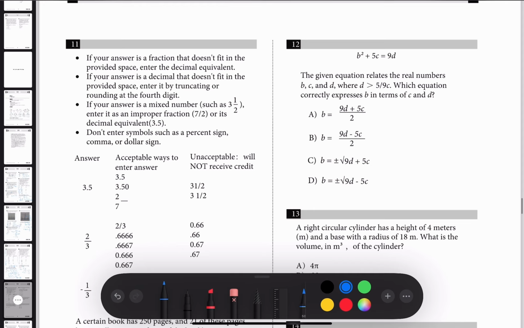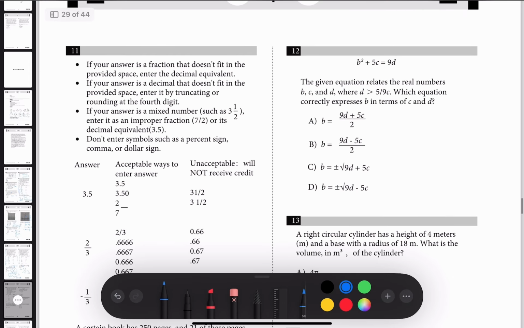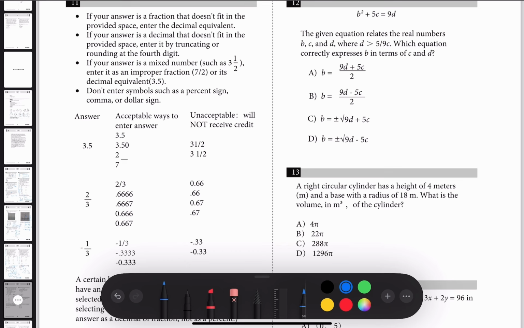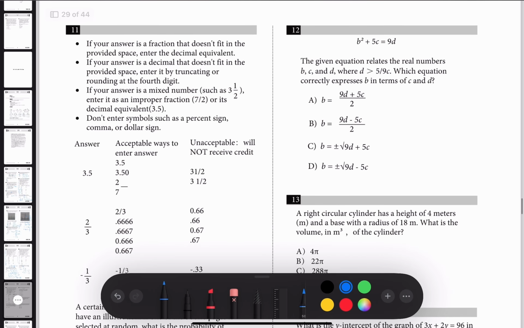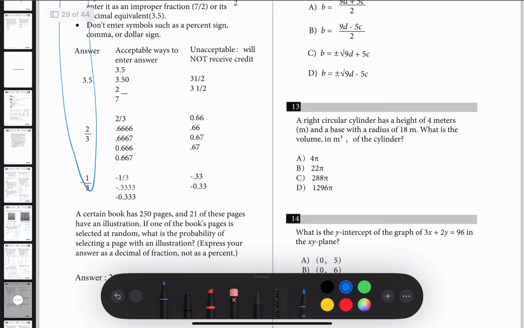So today we will continue on the SAT math. I will solve question 11 to question 14. Let's go straight into the question. On question 11, the same thing, just the instruction over here, so you don't need to look at it.